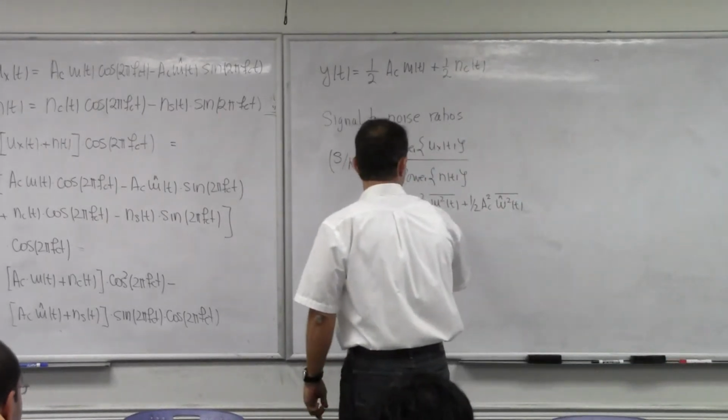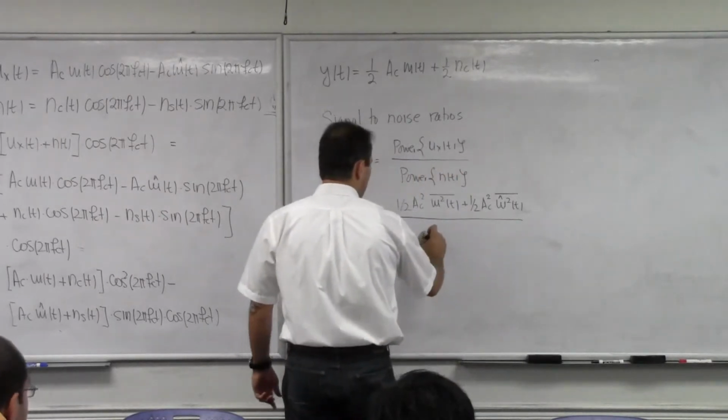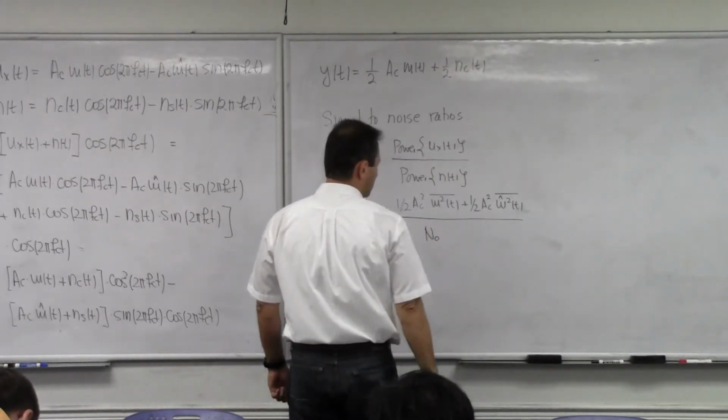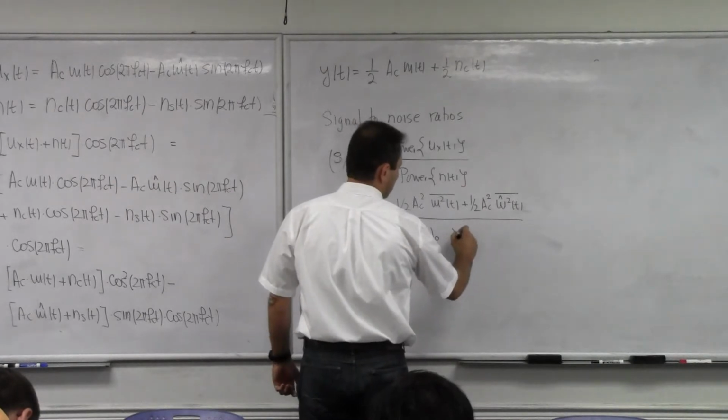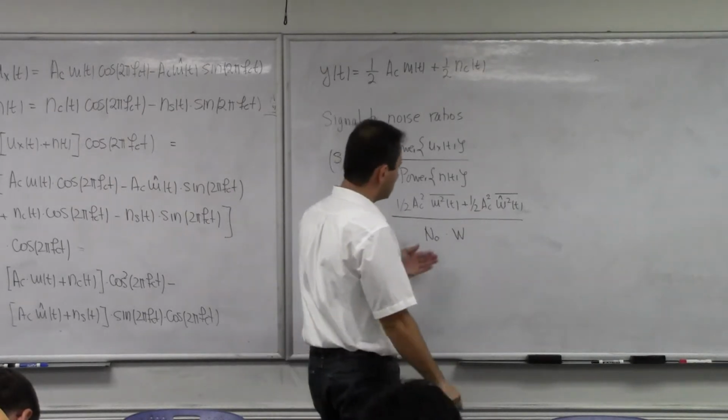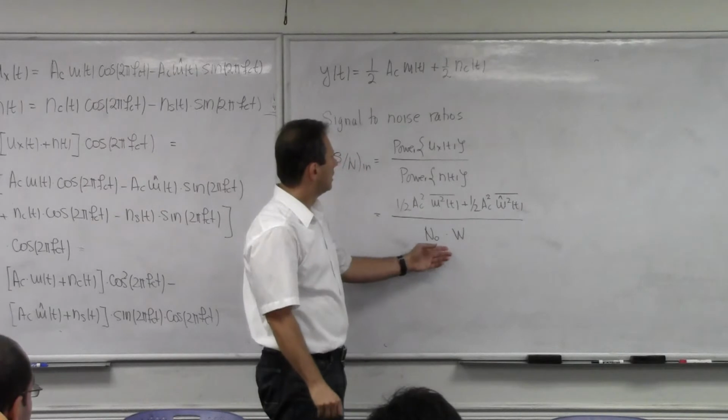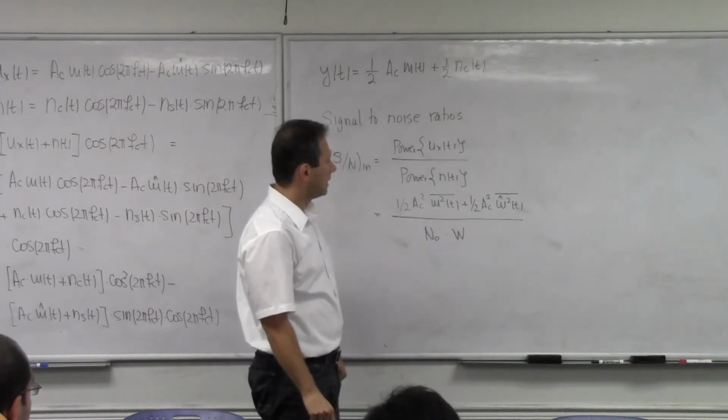How about the power of the noise? If the power spectral density of the noise is n0, what is the bandwidth? Bandwidth is just W. So this is the power of the noise. And that's what happens at the input.